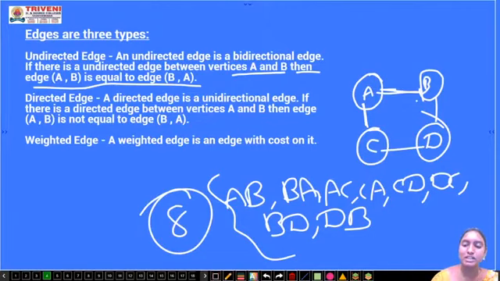Again, another one is where an edge has some value. To move from A to B, the length occupied may be 2, or time, or anything. Here 3, here 2 and here 4, anything taken from one vertex or node to another node. That is a weighted edge. Whenever an edge has some value or some cost on it, that is called a weighted edge. So the edges are of 3 types.